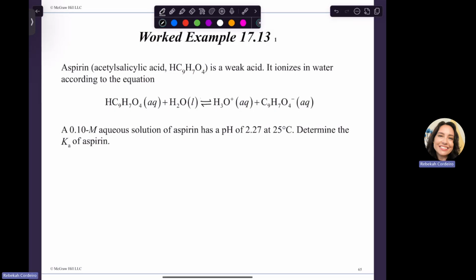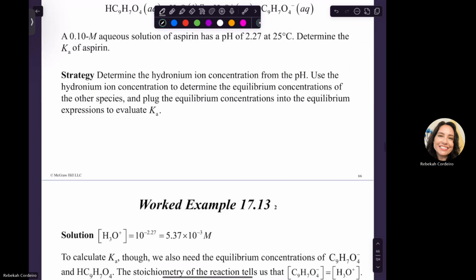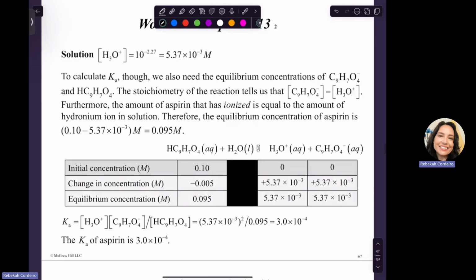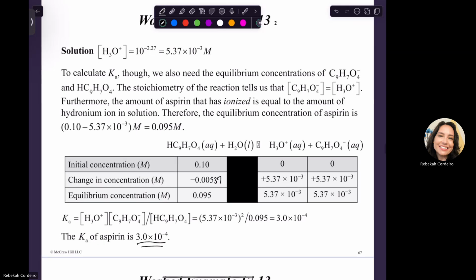All right, so hopefully you paused and practiced. So here's your ice table. I don't know why they did that. This should be 3537 here. So you should have a Ka of 3 times 10 to the negative 4, or close by. They for some reason cut off that 37 there. I'm not sure why.